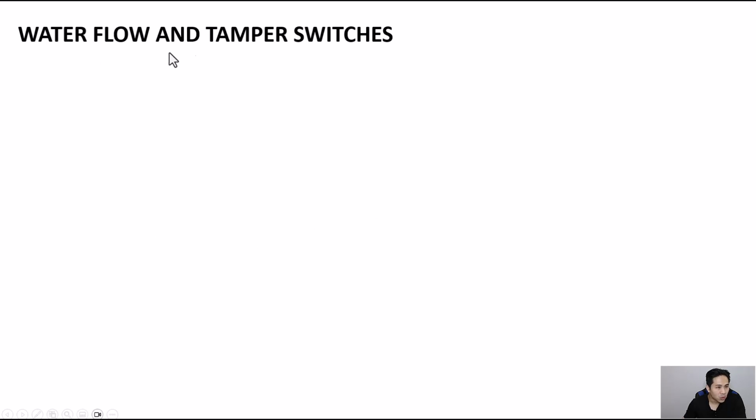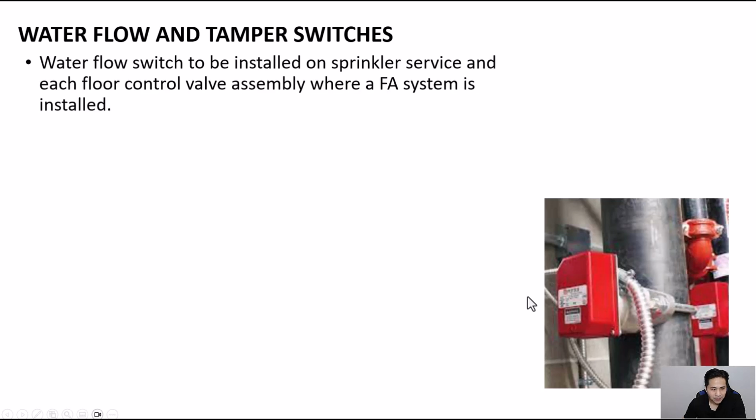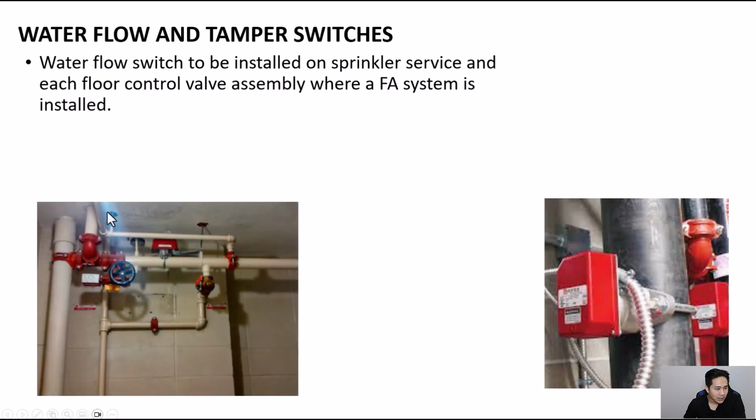Next, we'll talk about water flow and tamper switches. So this is a water flow switch. Generally, fire alarm devices are color red, so that's one easy way to determine what's a water flow switch. And it basically goes into the sprinkler pipe. Water flow switch to be installed on sprinkler service and at each floor control valve assembly where fire alarm system is installed. So the service is basically where the sprinkler water pipe comes into the building from the street, city service. And this is an example of a floor control valve assembly.